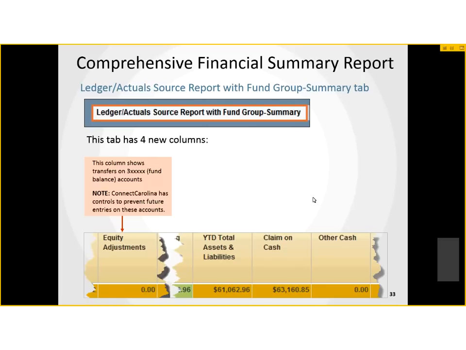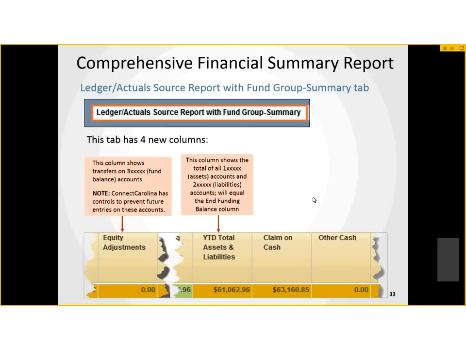Now, we're not supposed to be able to do that, and we can't anymore, but there was a little hiccup in Connect Carolina that allowed those transactions to be processed, and controls have been put in place now so that won't happen again. It is very likely that you will look at every one of your sources and never see an equity adjustment. Don't be worried. It's a good thing. But if you do, that's okay too. Now you have a way to report on it, but you won't be able to have any future transactions there.